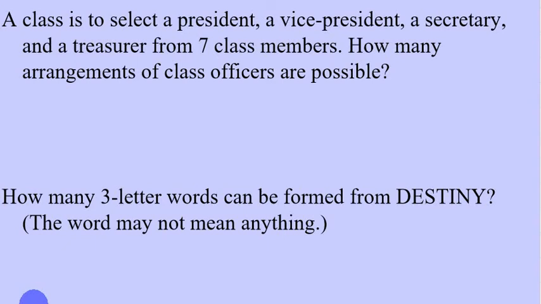So let's have examples of linear permutation, or finding the permutation of n objects taken r objects at a time. A class is to select a president, a vice president, a secretary, and a treasurer from 7 class members. How many arrangements of class officers are possible? Pause the video and try to answer this question.